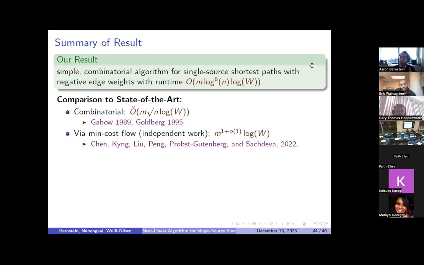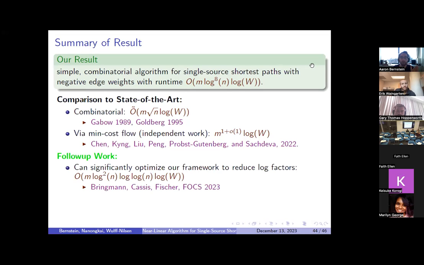So I also want to talk about follow-up work that's been done since we published this result. One is a result which is using the same basic framework, but it significantly optimizes it and the algorithm has a different flow and it just does everything better and really heavily reduces the number of log factors. So it's now something like log squared log W.